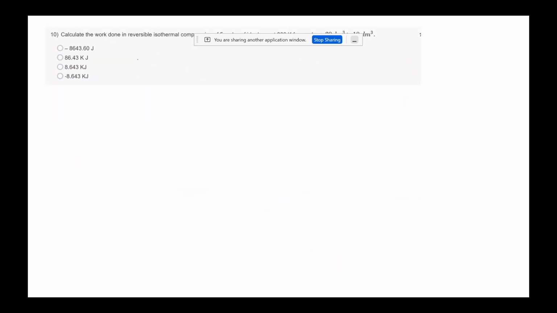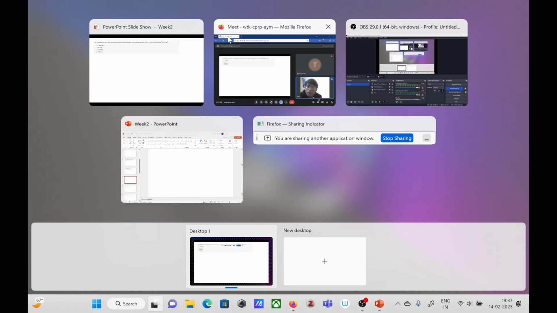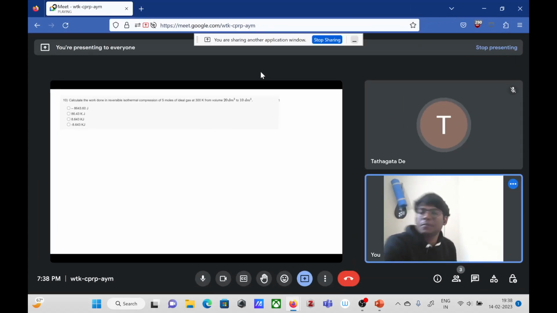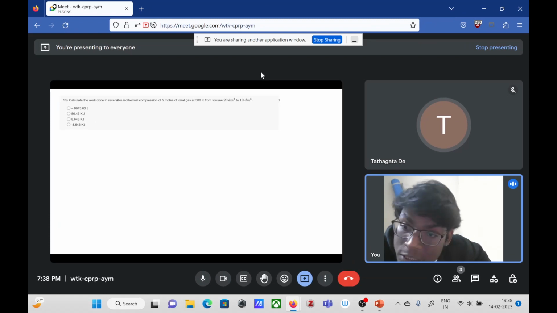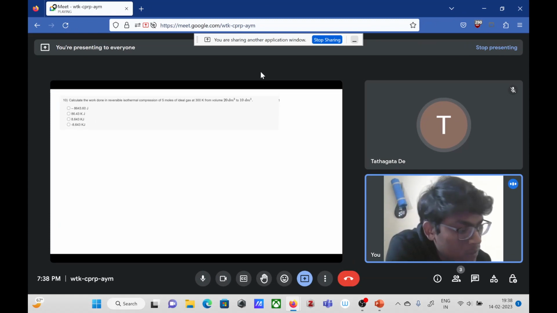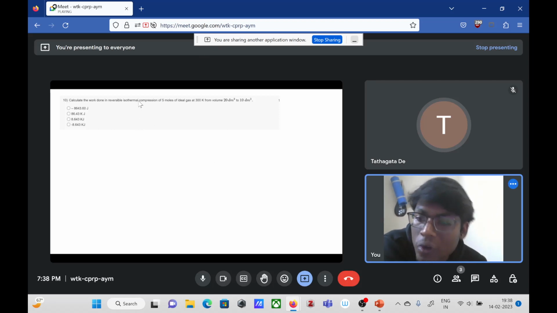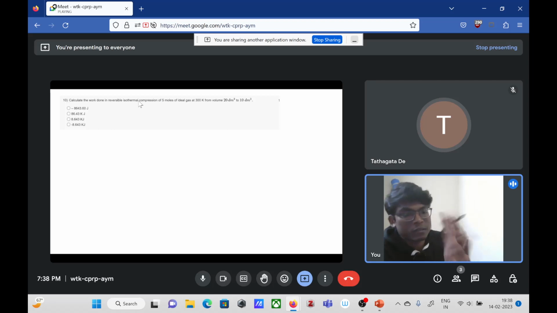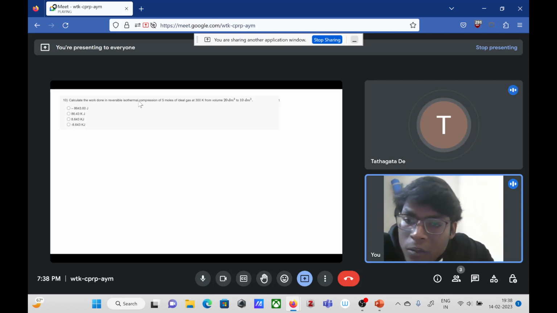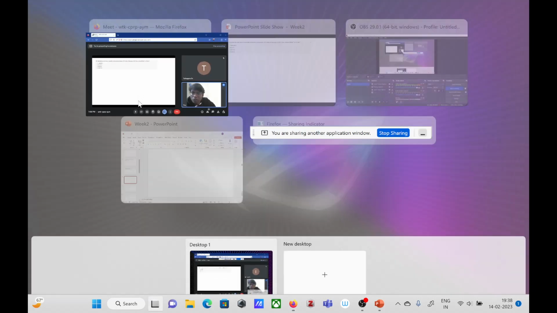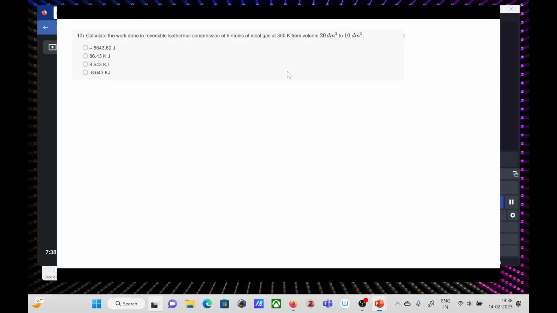Okay, let's go to the last problem of this set, which is to calculate the work done in a reversible isothermal compression. So three things: one is reversible, one is isothermal, meaning constant temperature, and one is compression, meaning volume is decreasing. 5 moles of ideal gas at 300 Kelvin, from volume 20 decimeter cube to 10 decimeter cube. Can you quickly do this?